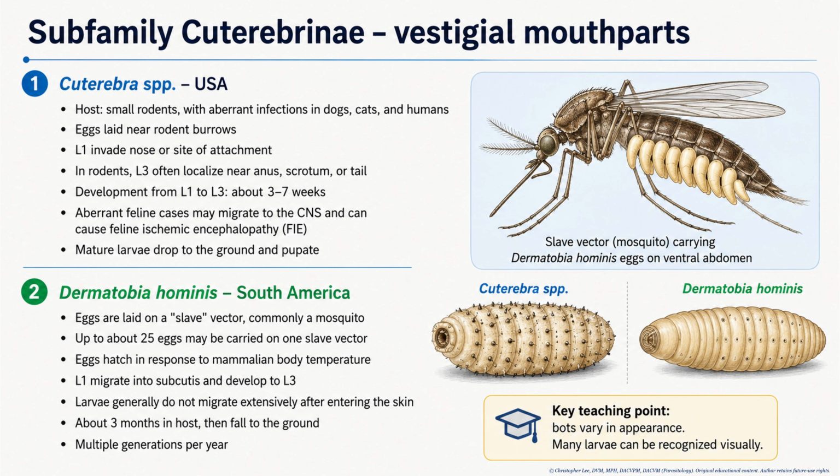Another famous member of this subfamily is Dermatobia hominis, the human botfly of tropical regions of the Americas. Instead of laying eggs directly on the host, eggs are attached to a carrier insect, commonly a mosquito. When that carrier lands on a warm mammal, the eggs hatch and the larvae enter the skin. Fly cycles can be clever, host-specific, and visually distinctive.